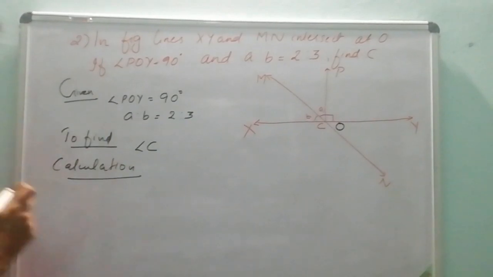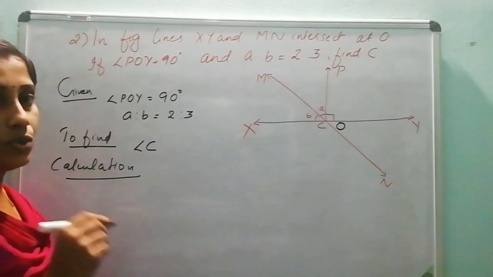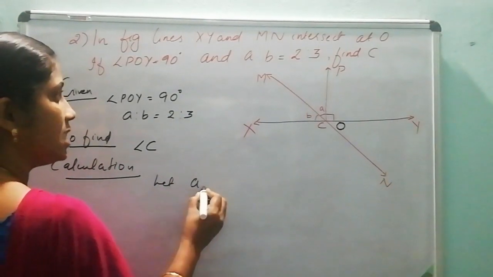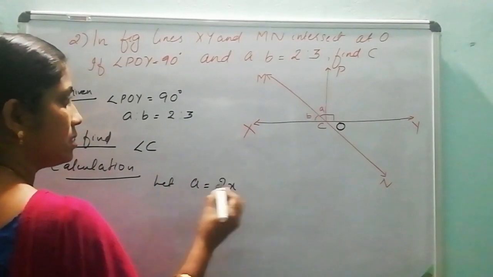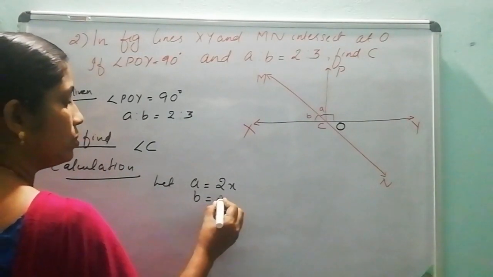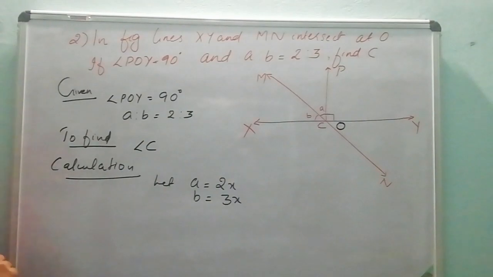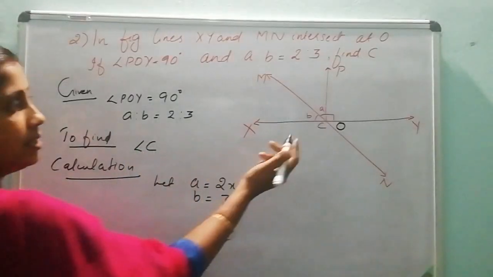Here the ratio is given. A is to B is equal to 2:3. So we can write A is equal to 2x and B is equal to 3x. Then look at the figure there.